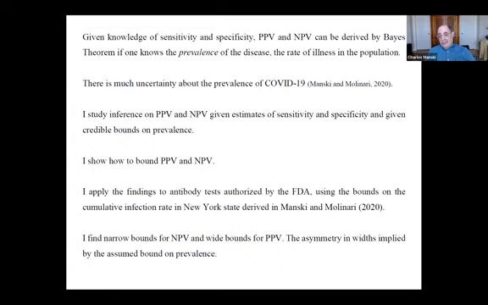So what I do in this small paper, this is a very short 10-page paper, is to say, look, we don't really know what the prevalence is, so let's put a bound on the prevalence and use sensitivity and specificity to derive a bound on positive and negative predictive values. I do it empirically, particularly for the antibody tests that have been authorized by the FDA, the Food and Drug Administration in the United States, and I get results, and here they are.